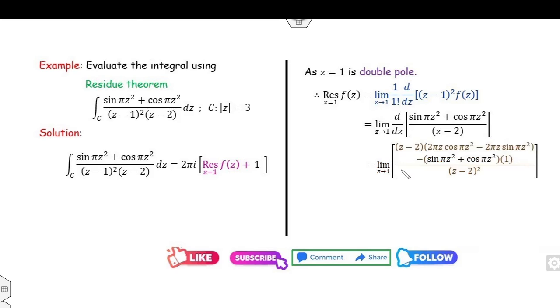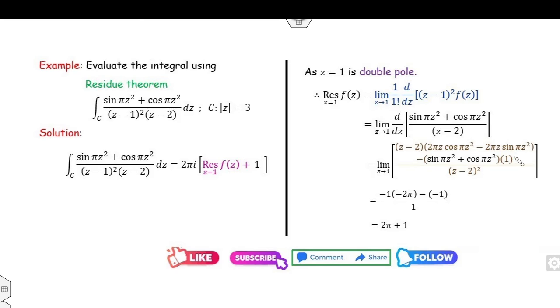Fine. Now you can substitute the value of z, or you can open this bracket. If you substitute z is equal to 1, the first value will be minus 1, cos of pi, cos pi is minus 1. This is a minus 2 pi. Minus z will be plus 1, and sine of pi will be 0, divided by 1. 1 minus 2 whole square is 1. So the answer will be 2 pi.